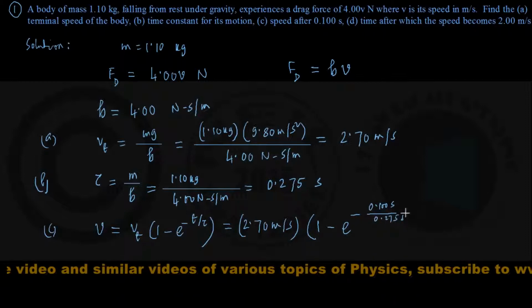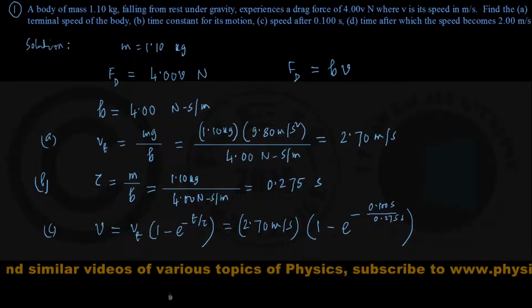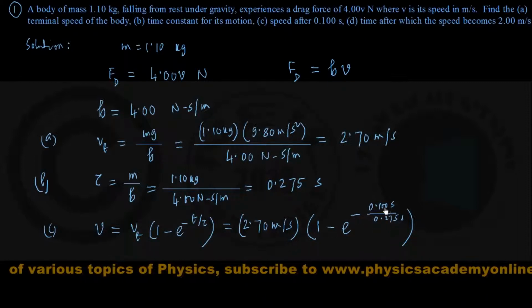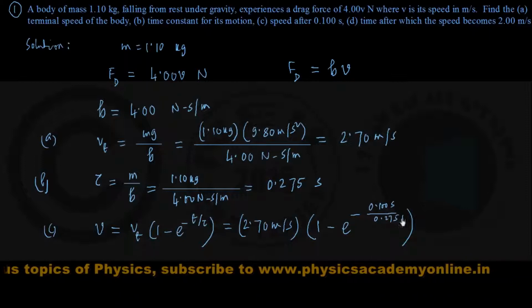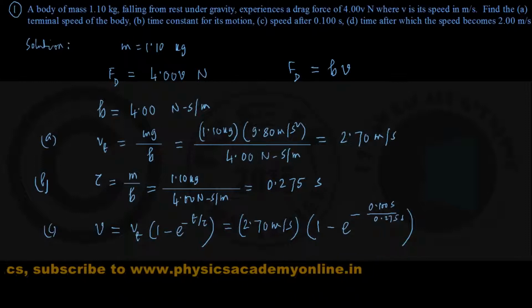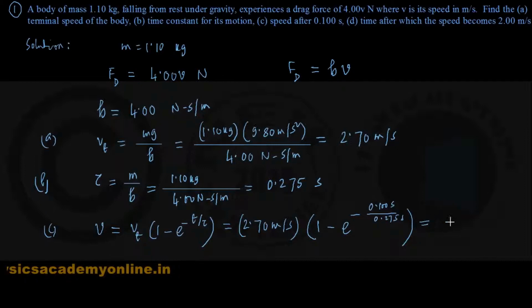0.275 second. Just look carefully that here the power of e has to be a dimensionless number, and since t by tau I write down, the seconds cancel out, giving me a pure number, so there is no difficulty in calculation. Completing the calculation will require a calculator, and you will see this is coming out to be 0.823 meter per second up to 3 significant figures.